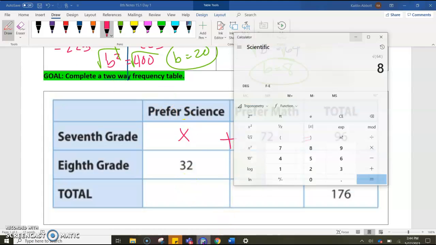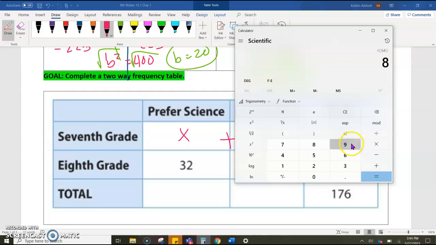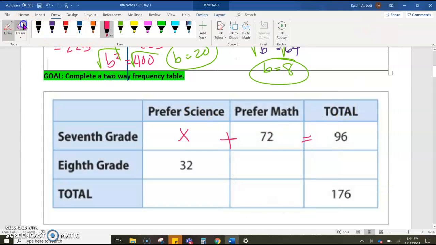So let's do 96 minus 72 equals 24. So let's erase this. All right, so this is 24. Now you can check your work. If this number plus this number gets you this number, we're all good. So we got 4 plus 2 is 6. Great. 7 plus 2 is 9. Yay! So that works out. So this piece of the puzzle is done.